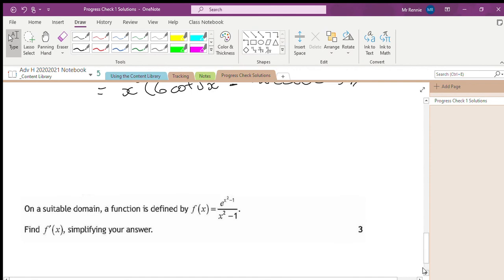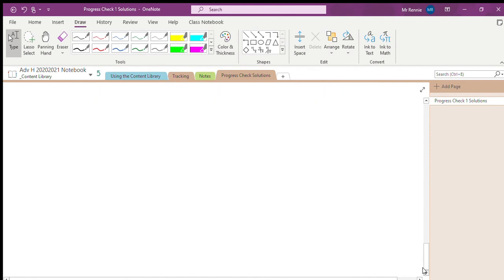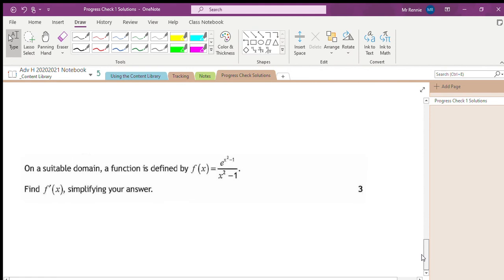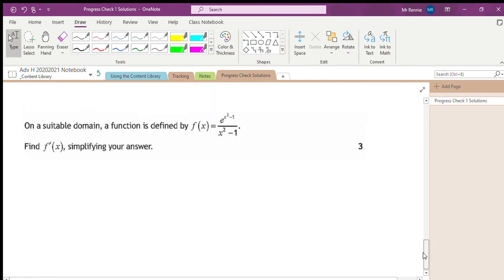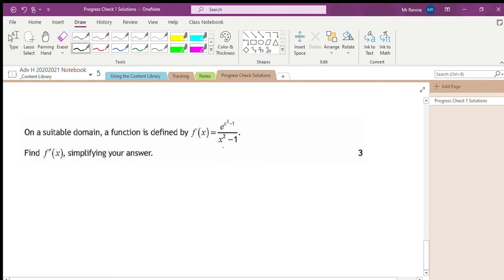Right, and the last question. On a suitable domain, a function is defined by f of x equals e to the x squared minus 1. Now be careful, that minus 1 is part of the power. And x squared minus 1.